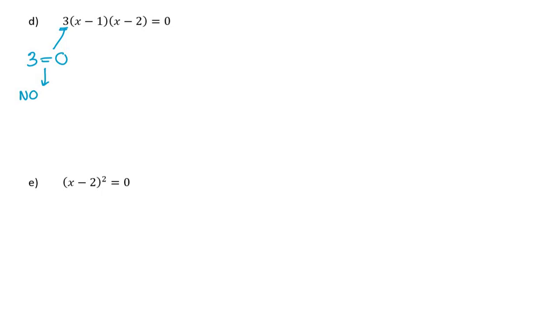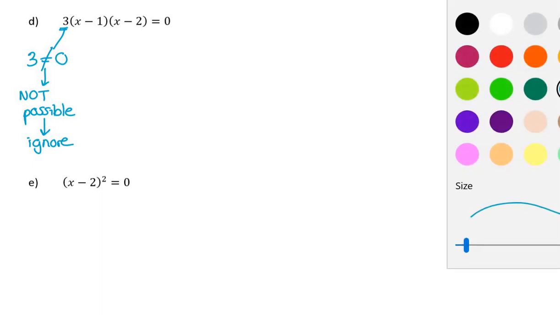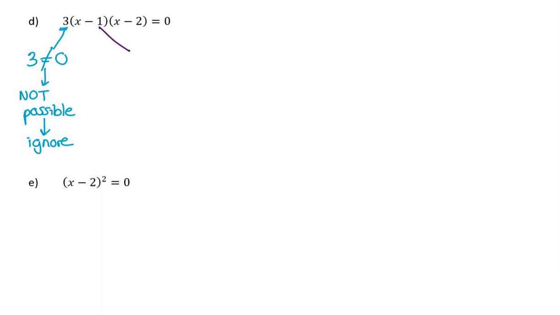So what we start to notice is that if you have a number as one of the factors, you can pretty much ignore it, because a number can never equal 0. So this is not possible. So in future, if I see a number in front of the bracket, I'm going to completely ignore it, and I'm going to say that my answer simply depends on x minus 1 could be equal to 0, or x minus 2 would have to equal 0. Then these would multiply to give you 0. So if I add 1 to both sides, I get 1. If I add 2 to both sides, I get 2.